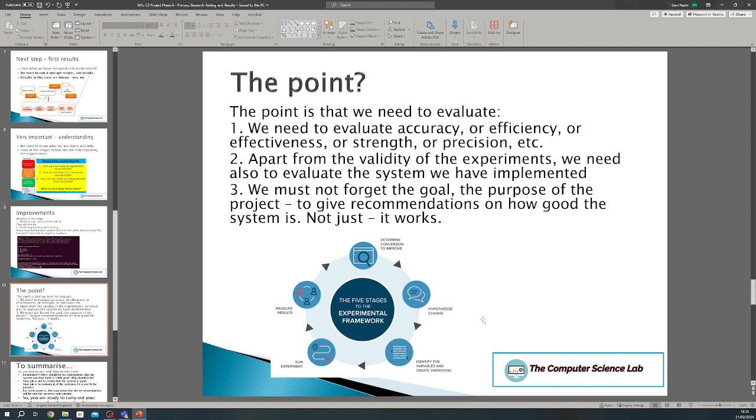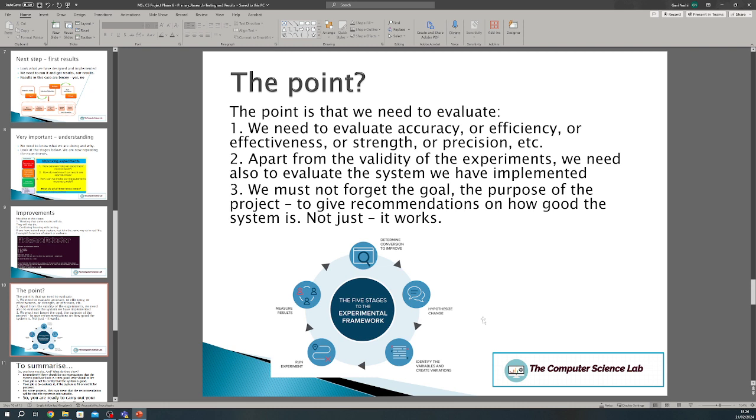What is the point of all this work? Again, don't lose focus of the last stage of your project, the evaluation, because we need to evaluate something. It can be the accuracy, the efficiency, the effectiveness, or the strength, or precision. And apart from the validity of the experiments, we need to evaluate even our own implementation work, how we have implemented it. And again, we must not forget the purpose of the project, which is to give recommendations about how good the system is. It's not about just that it works.